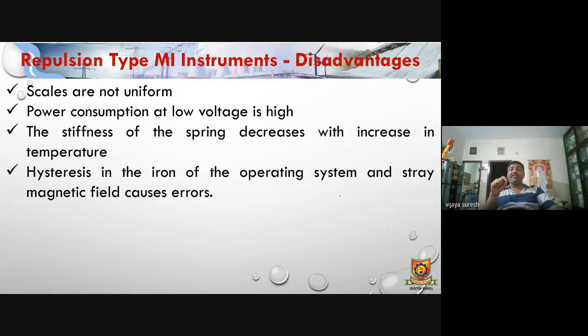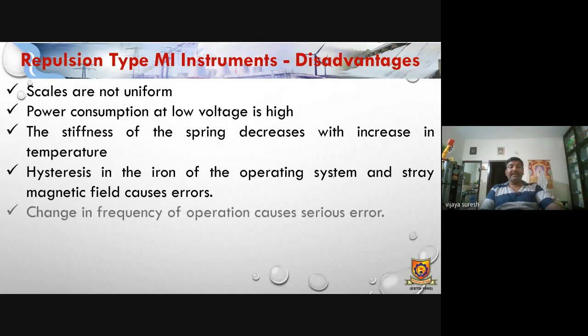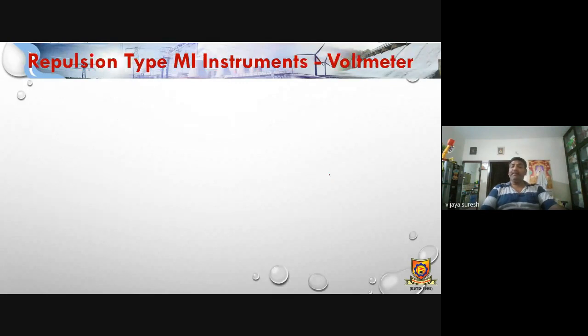Hysteresis in the iron of the operating system and stray magnetic fields cause errors. We are using iron, and iron has a certain amount of hysteresis losses, so it introduces these losses. These losses cause errors, and stray magnetic fields also cause errors in the reading. And change in frequency: hysteresis is related to the frequency, so as the frequency changes, we will have changes in the errors.